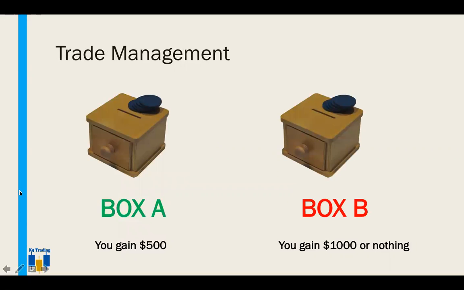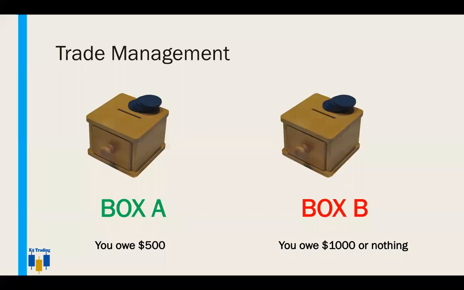Now, I ask this question, and many people sometimes answer it incorrectly. You have box A and box B. If you choose box A, you will gain 500, and if you choose box B, you gain 1,000 or nothing. Then I have another one: if you choose box A, you lose 500, and if you choose box B, you lose 1,000 or nothing.